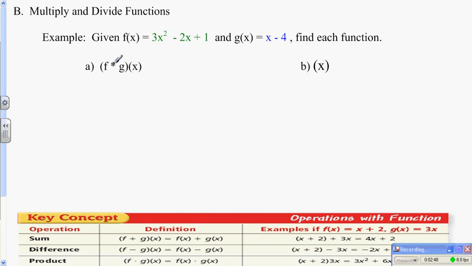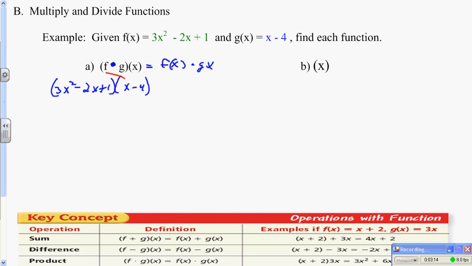Now I have a bad sign here, but this basically means times. And this tells us that they wanted us to take f of x times g of x. So we have 3x squared minus 2x plus 1 in parentheses times x minus 4 in parentheses.